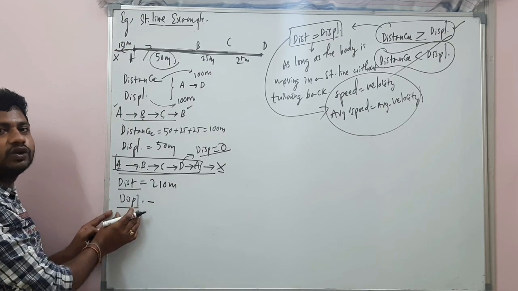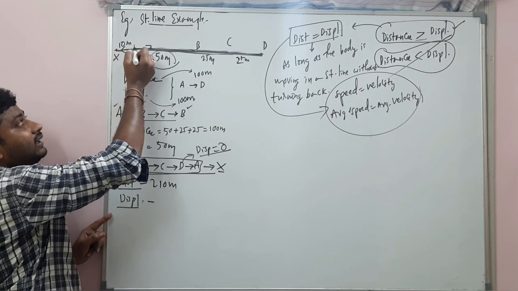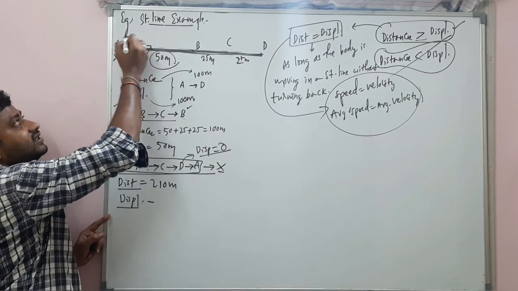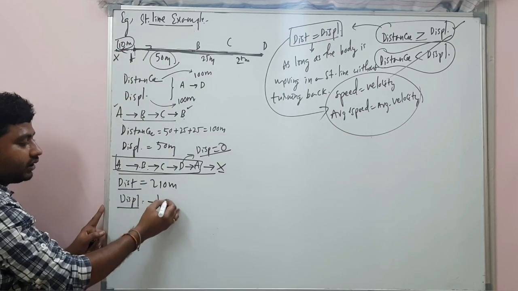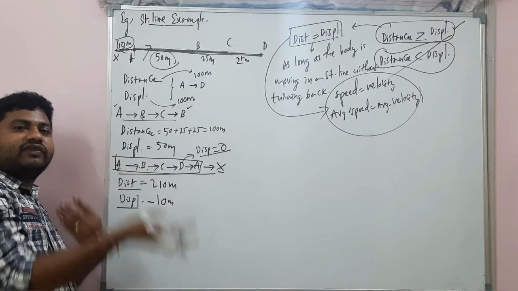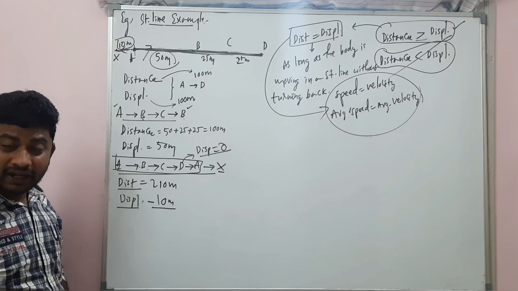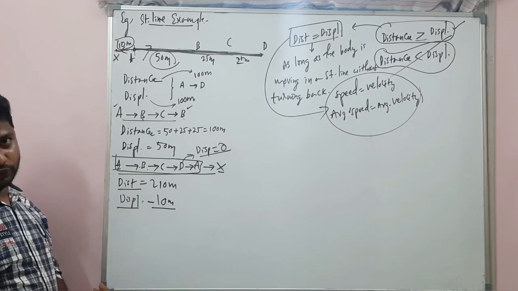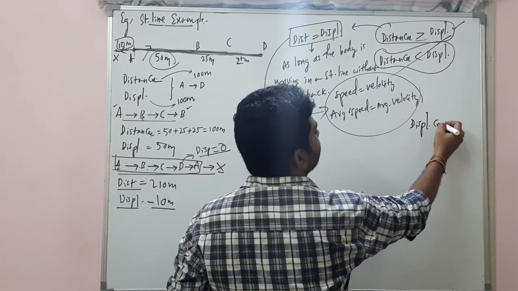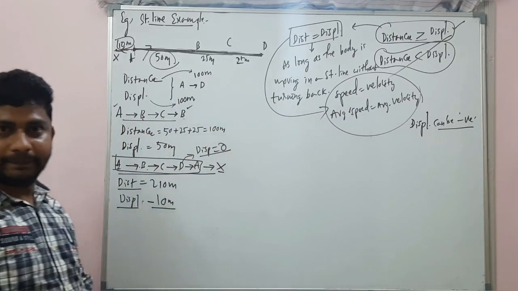Displacement is the distance between two points, initial and final. So what is the distance, our straight line path here? 10 meters. The minus just indicates the body started in one direction and finally moved in another direction. Displacement can be negative, but distance cannot be negative. So my identification I am writing here: displacement can be negative, but distance can never be.